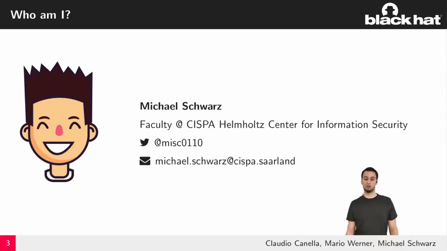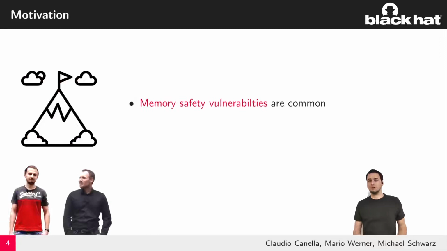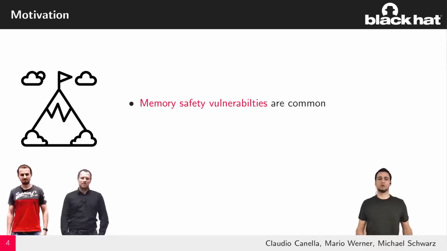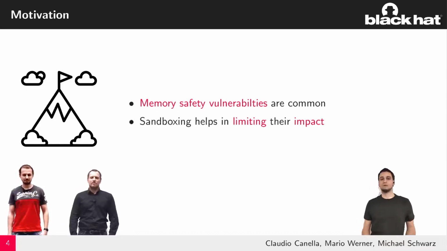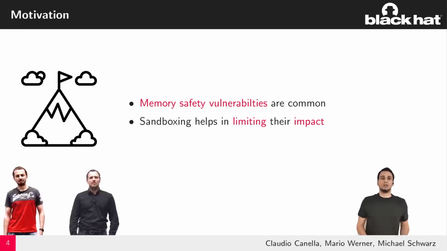So what is this talk about? We already know that memory safety vulnerabilities are quite common. So everything is quite buggy. We have vulnerabilities everywhere. And there's this nice technique of sandboxing that helps in limiting the impact of vulnerabilities. That's something that we really want to use in all these applications that could have bugs and are a target for exploitation, like browsers, for example.